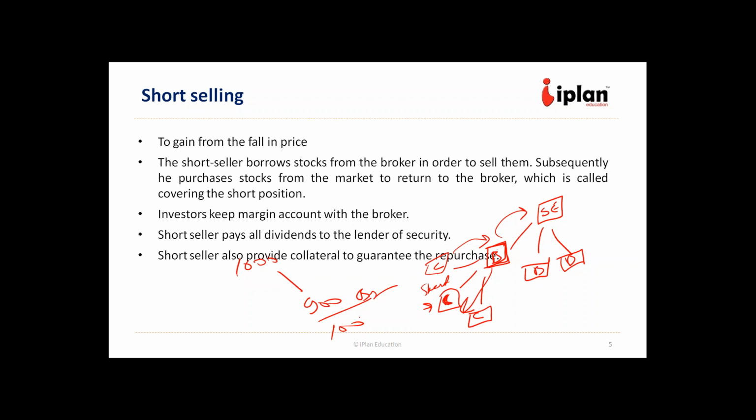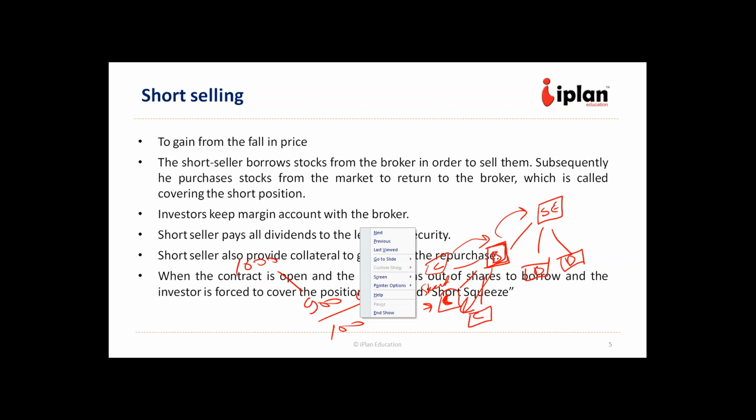So the short seller also provides collateral to guarantee the repurchase. So he keeps the margin with the broker, and if there is a loss, the loss is deducted from the short seller's collateral, basically the margin. So there is no such default risk.